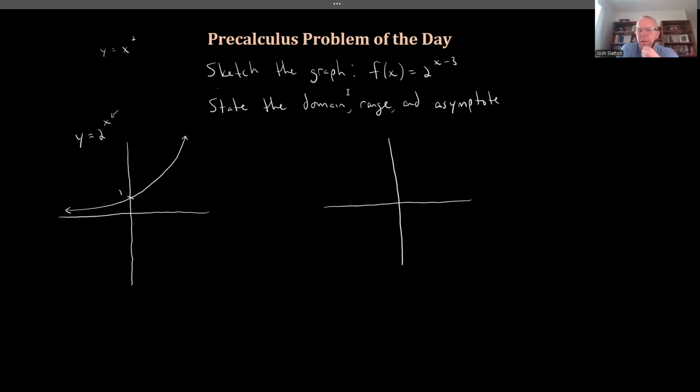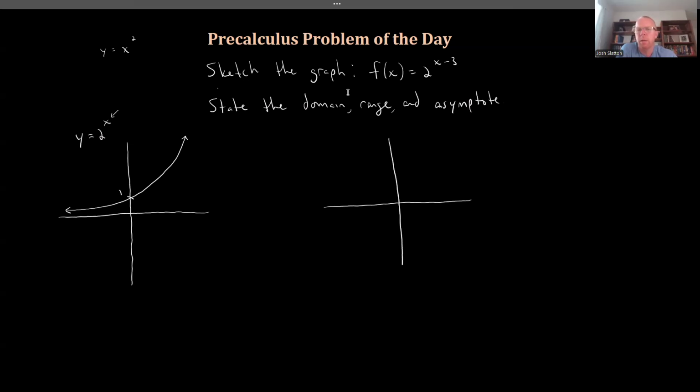Then once we graph this, we're going to state the domain, range, and the asymptote. Let's graph this one first, and then we'll talk about those other things. We did transformations of graphs a few sections ago, and if you remember all those rules, the same rules apply.